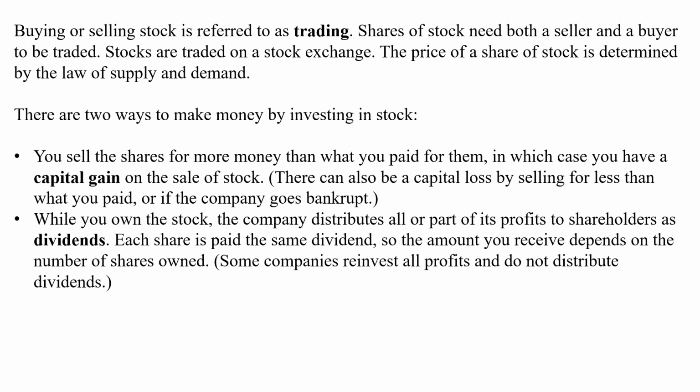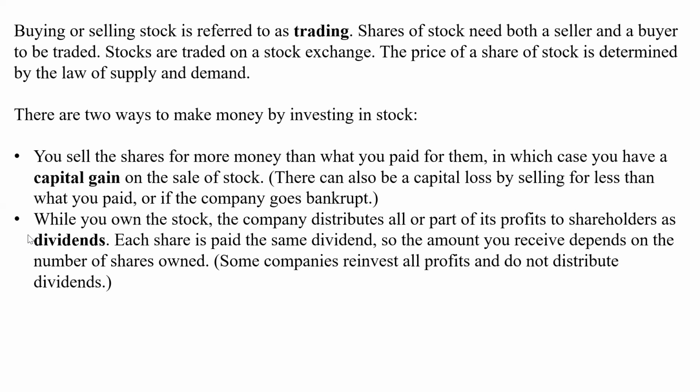So there are two ways to make money by investing in stock. One, you sell the shares for more money than what you paid for them, in which case you have a capital gain on the sale of stock. There can also be a capital loss by selling for less than what you paid, or if the company goes bankrupt. So that's what you don't want to happen, but it sometimes happens. So capital gain is what you want to have happen.